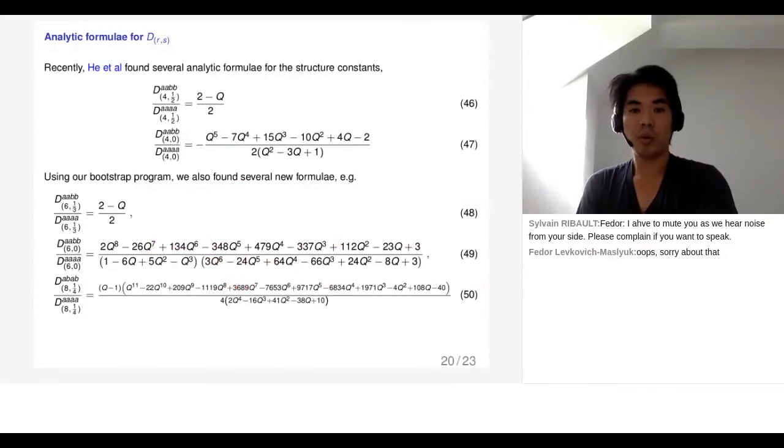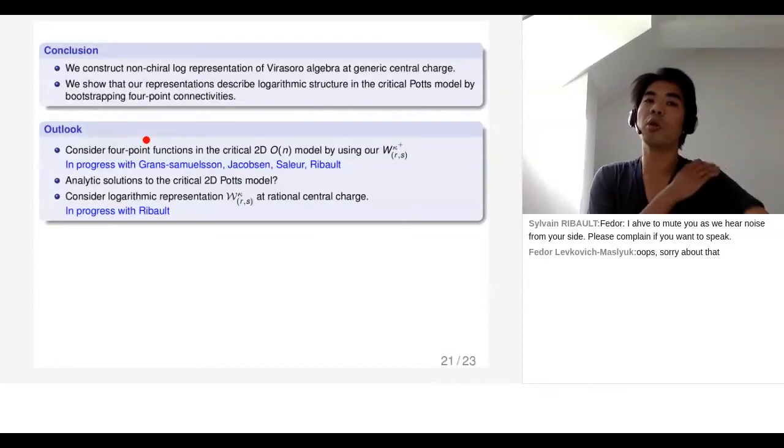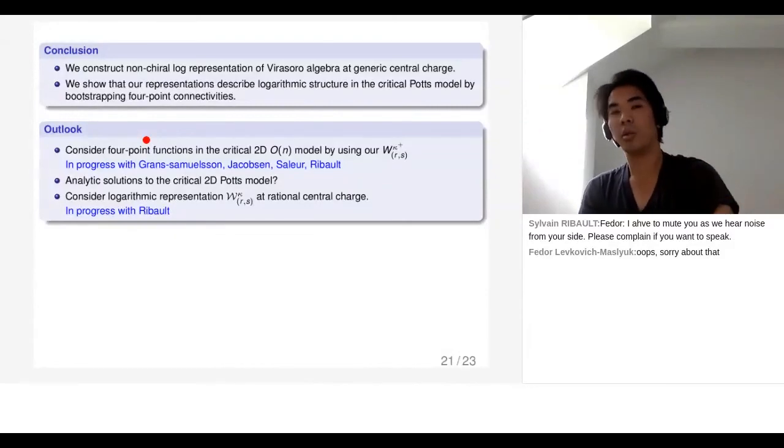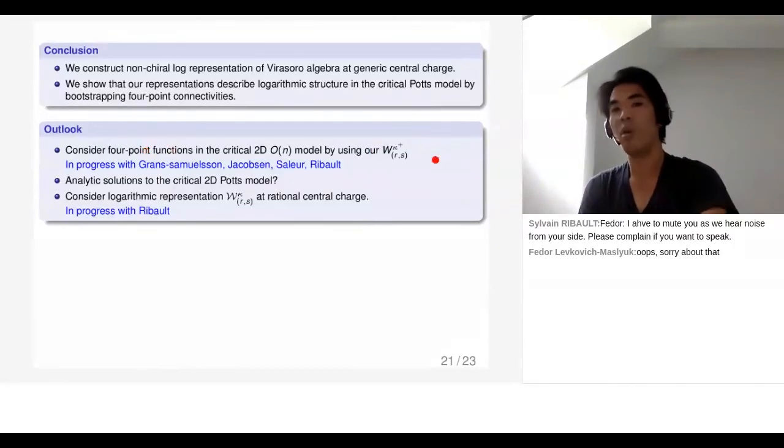And so we want to now come to the conclusions. So we construct the log representation of Virasoro algebras by using derivatives of fields. And we show that some of them have applications in the critical Potts model by solving the crossing equation for the 4-point connectivities. And so what to do with this log representation in the future? If you recall, there are two flavors of this log representation. We recently found that the one that does not exist in the Potts model, however, appears in the O(n) model. So this would be this W with kappa plus here. And this is still a work in progress.